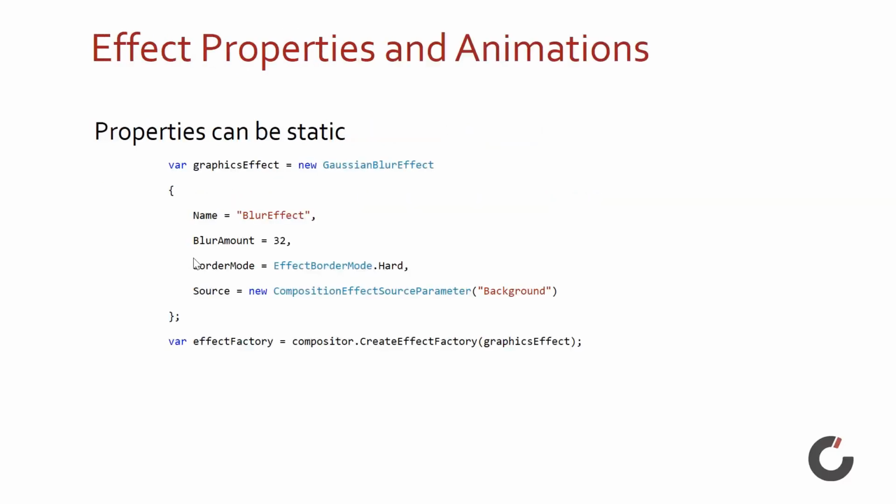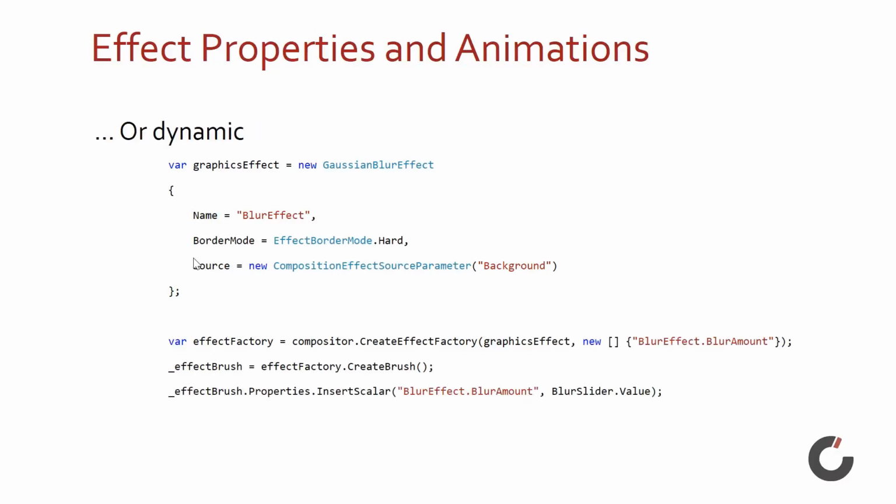The other neat thing about this is when we create an effect such as this Gaussian blur effect, we can specify a number of properties at the creation time. For example, we've got blur amount equals 32. One of the things that we have to do if we're going to use an effect is we have to actually pass it off and get it compiled. That is what's happening there with the compositor create effect factory, that we're registering our graphics effect with the factory. That's going to register that as part of the compositor and return us back a reference to that.